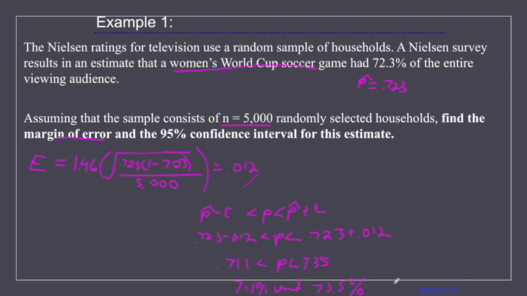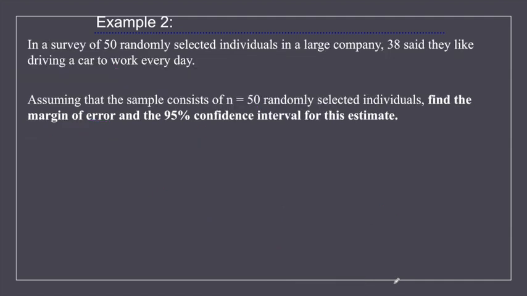All right, in this next example, in a survey of 50 randomly selected individuals at a large company, 38 said they like driving a car to work every day. Assuming that the sample consists of 50 randomly selected individuals, we want to find the margin of error and the 95% confidence interval for this estimate. So I know my n. The problem is, what is my p hat?